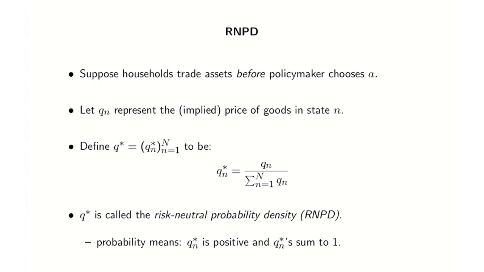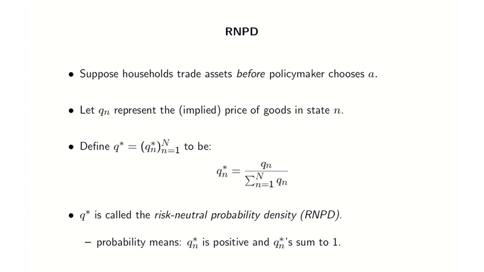So the households are going to trade assets before the policymaker chooses A. It's not such a big deal. They could also trade assets after the policymaker chooses A. It wouldn't affect what I'm going to say. And we've seen this already in one of the talks. I think Steve was talking about Q of S being the state price of consumption. I'm using Qn for that same notation, implied price of goods in state n. And then Q star is going to be the Qn divided by the sum of the Qs.